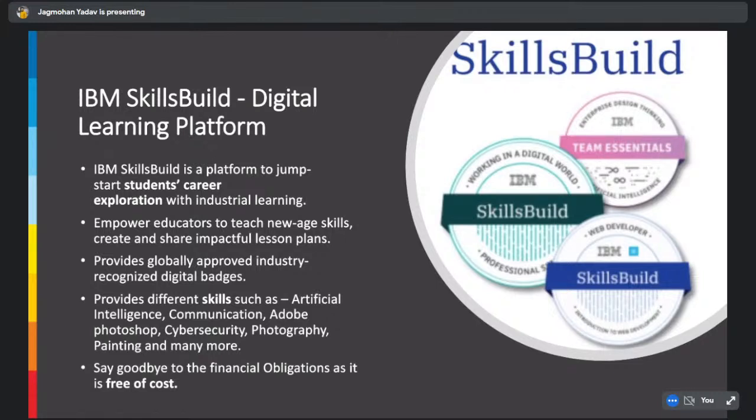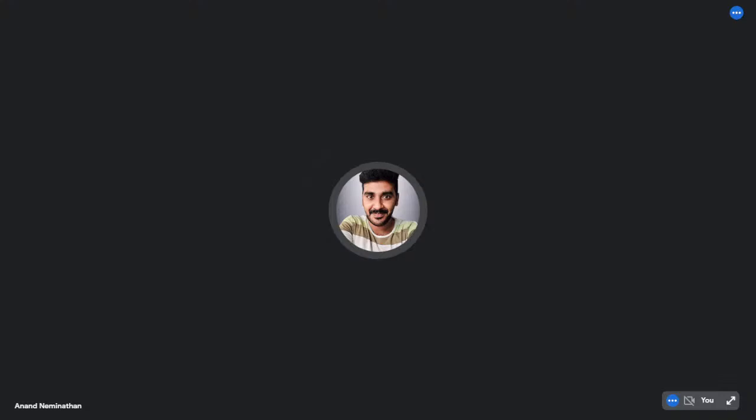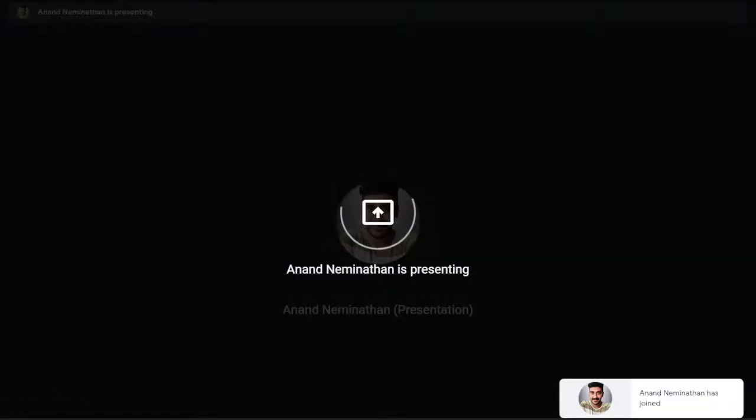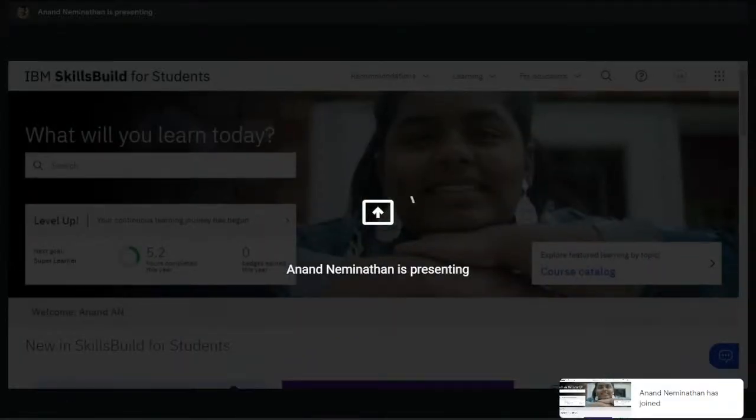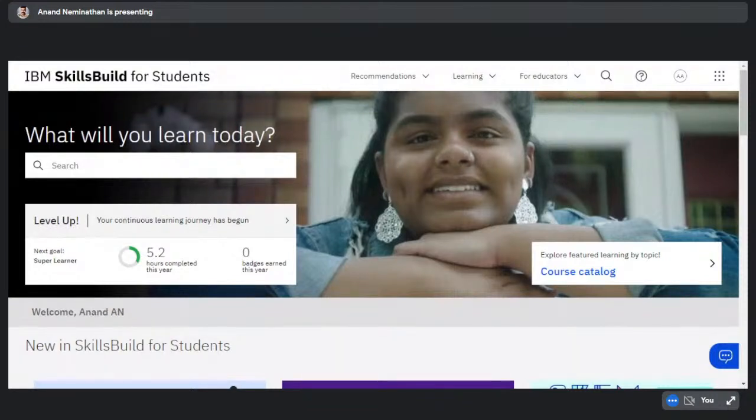Now let us get into the IBM Skills Build platform and explore what we have in it. Let me share my screen. I hope my screen is visible. Yes, Anand, it is visible. Thank you. So this is the IBM Skills Build platform for students.